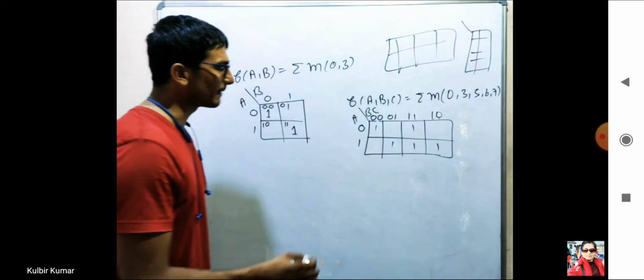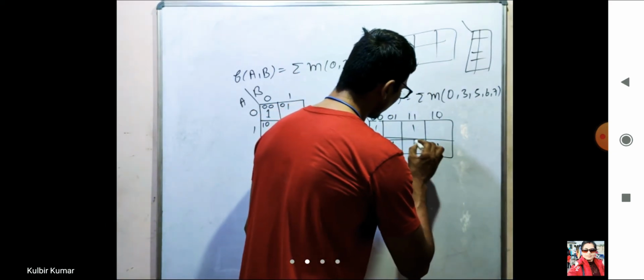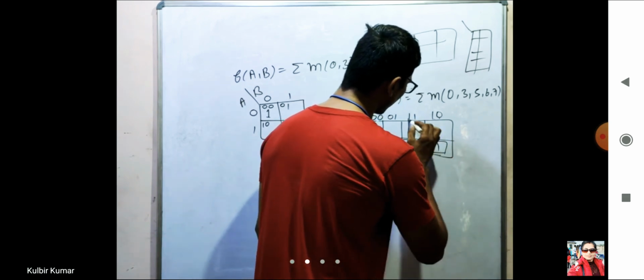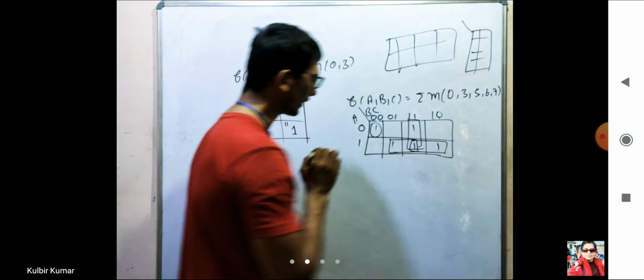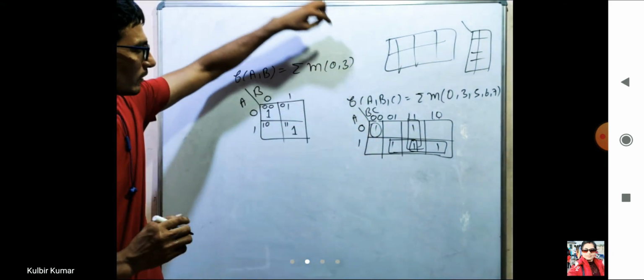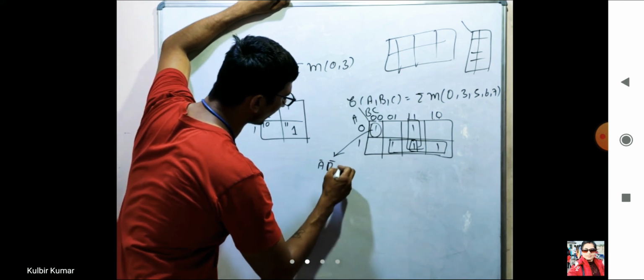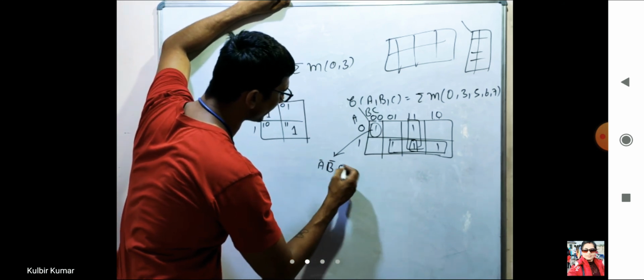So let us see कितने pairs बन रहे हैं. First pair for these 2 ones, next pair for these 2 ones, and next pair for these 2 ones, and one pair for this single one. So इस single one में A, B, C तीनों की वैल्यू क्या है? 0. So इस one के corresponding I can write mean term will be the A complement, B complement and C complement.